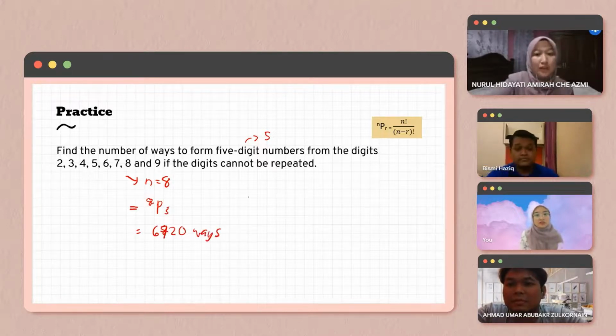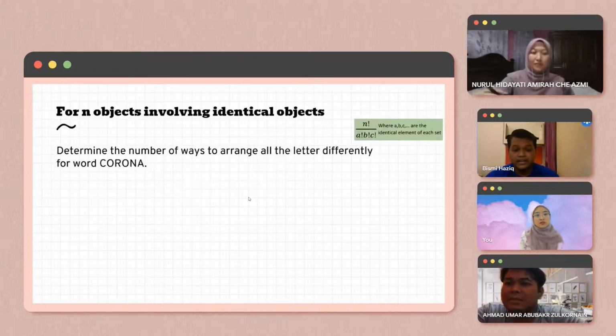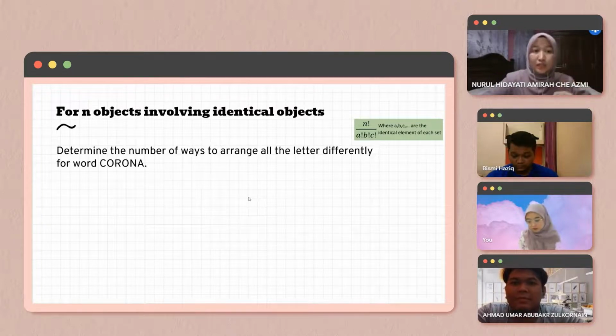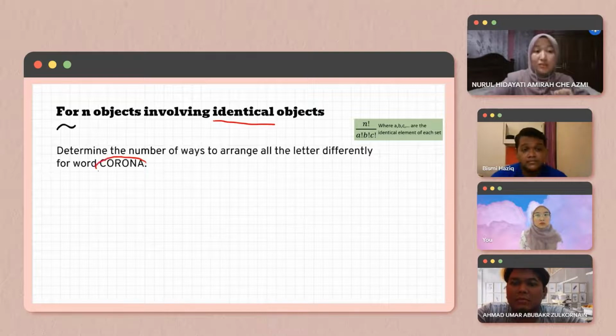I think you understand each of the situations. Just now we solved the different objects. Now we solve involving identical objects, which are objects that have repetitive numbers. Let's say we have the word corona. The question asks us to determine the number of ways to arrange all the letters differently for the word corona.